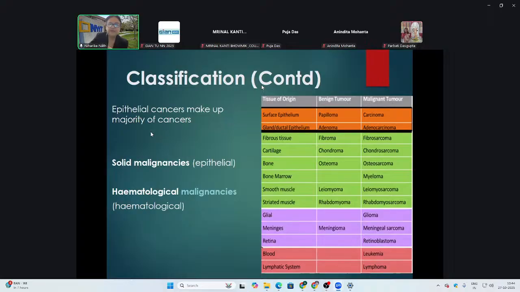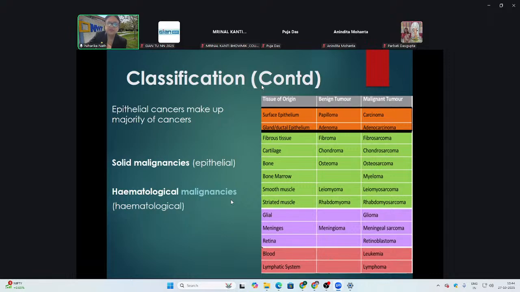So epithelial cancers make up the majority. About 80% of all cancers are epithelial. And what is epithelial? They are on the surface of the liver, the surface of all the organs. And these will be solid malignancies.